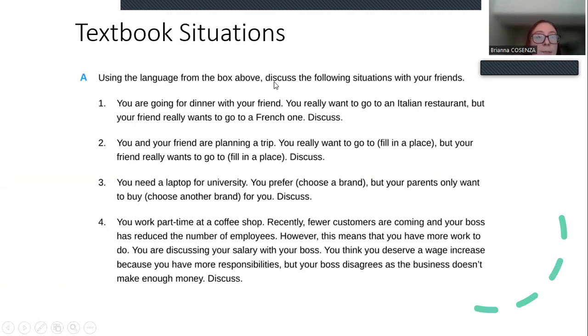This is a sample from the textbook situations, as I said, the dinner situation. Then there are other situations, and as you can see, number 4 has more parts that they need to discuss, like negotiating a raise for your job or things like that.